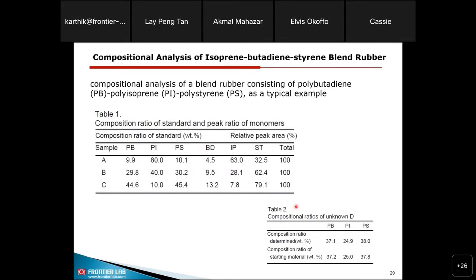Again, we have prepared this mix at different ratios, and we also looked into the relative peak area for this mixture, and this information is used for establishing the calibration graph. Then we have done some composition analysis of an unknown sample, and we have found the ratio in terms of the starting material. That means this is what we have mixed and this is what we have observed. So you can see that you can use this technique for composition analysis of the blend rubber.